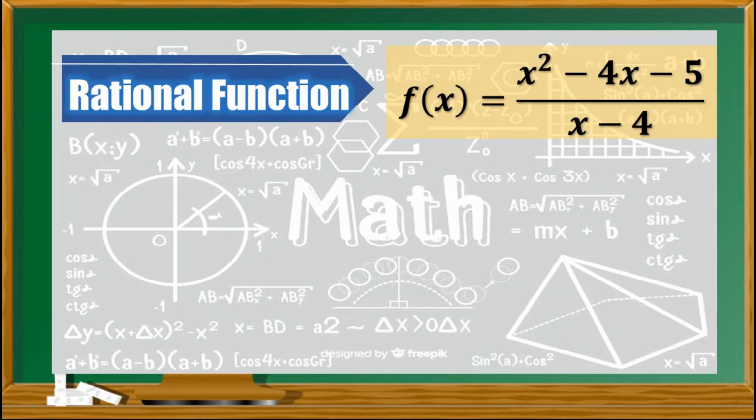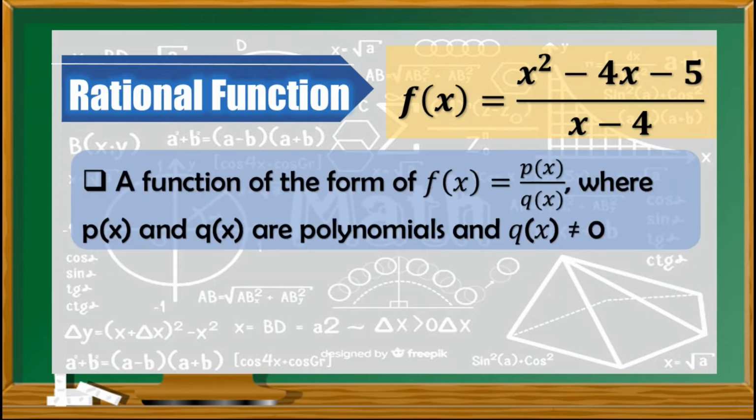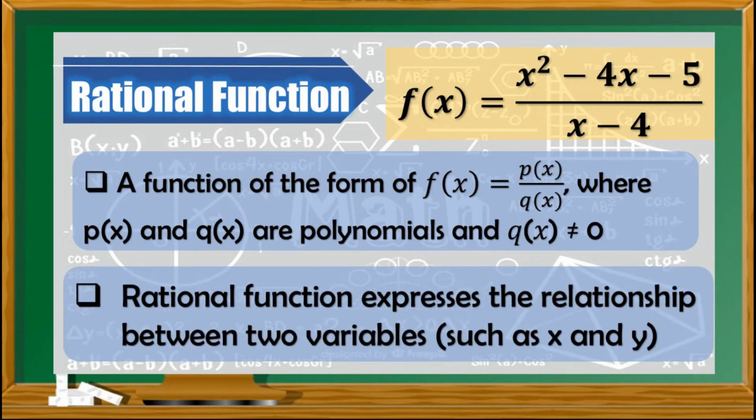The function f of x is equal to x squared minus 4x minus 5 all over x minus 4 is an example of a rational function because it is a function of the form f of x is equal to p of x over q of x, where p of x and q of x are polynomials and q of x is not equal to 0. A rational function expresses the relationship between two variables such as x and y.